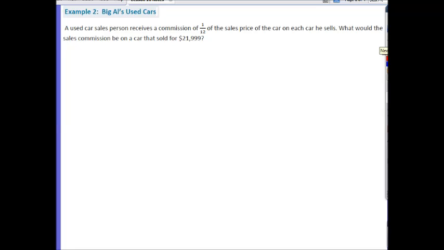A used car salesperson receives a commission of 1/12 of the sale price of the car on each car he sells. I'm going to highlight that. That's important information. What would the sales commission be on a car that sold for $21,999? So I'm actually going to use what I highlighted.